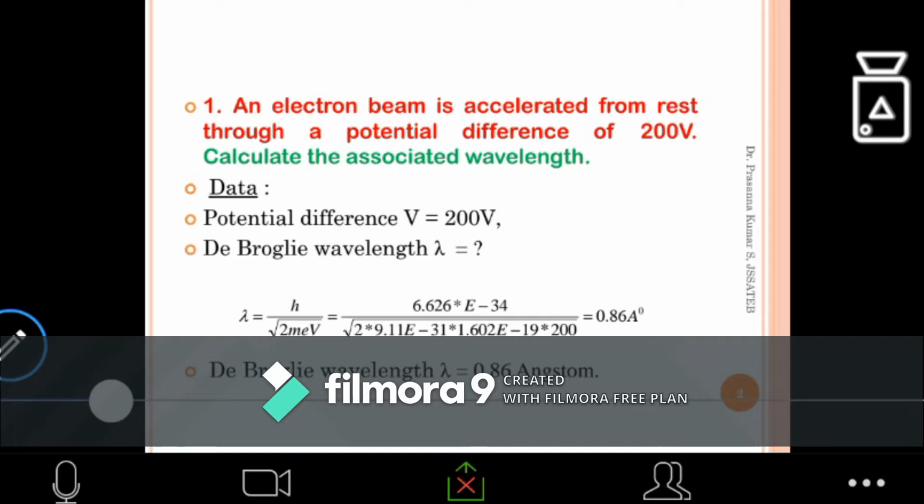Here h is, as usual, Planck's constant, 6.626 times 10 to the power of minus 34, divided by root of 2m, where m is the mass of the electron. Here we have an electron beam, isn't it? Therefore, the mass of the electron should be considered. The charge on the electron is 1.602 times 10 to the power of minus 19. It is accelerated under the potential of 200 volts. Therefore, V is 200. Do this calculation, and you will get 0.86 angstroms.